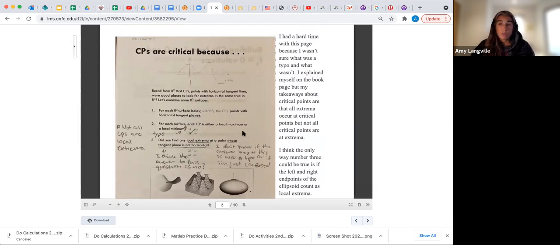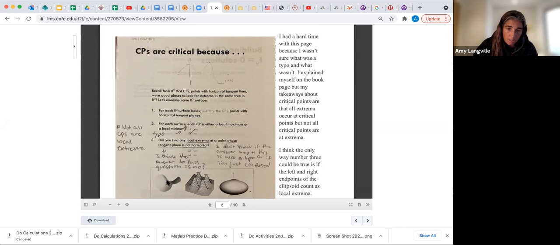Not all critical points are local extrema, just like in R2. They're good places to look, but what could they be? They could be something else. They could actually be what's called a saddle point, and you get to that in this chapter, right? You learn that keyword. And in this problem, right here, actually is a saddle point, right?